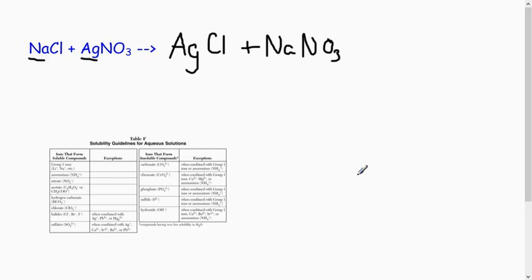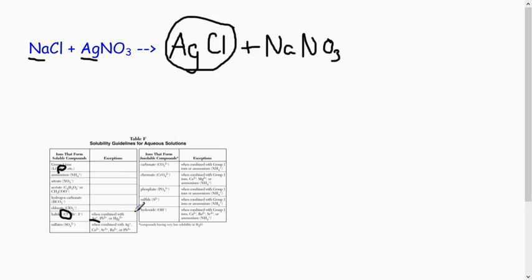Now, to determine whether this will take place or not, again, we're going to check Table F. Chlorides tend to be soluble, but silver is an exception. So that means silver chloride is going to be my precipitate. Sodium nitrate, sodium, anything in group 1 will always be a soluble compound.